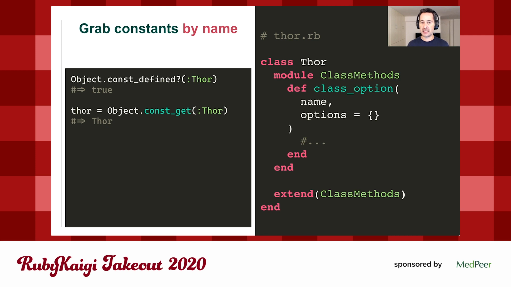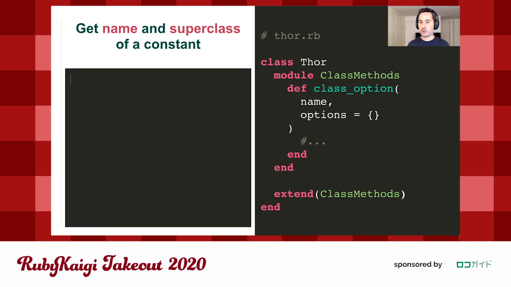Now that we know it's defined, we can actually get a reference to that constant. That's the const_get method. If we call const_get, we can assign the return result to a local variable. Note this is lowercase thor, so it's a local variable, but it holds a reference to the Thor class. So we can get a reference to the Thor class just using its name. Now that we have a reference, we can call thor.name, and that will give us the name Thor as a string.